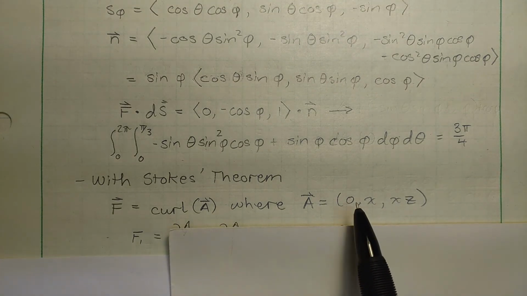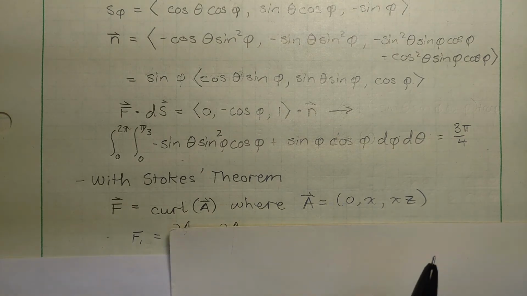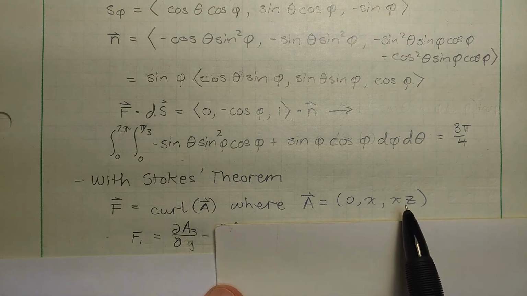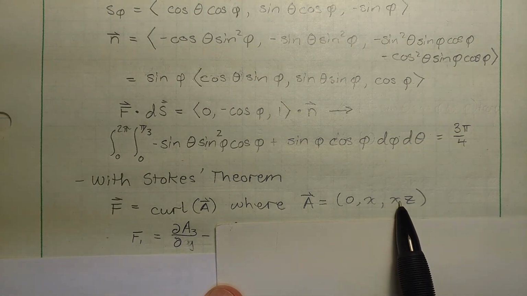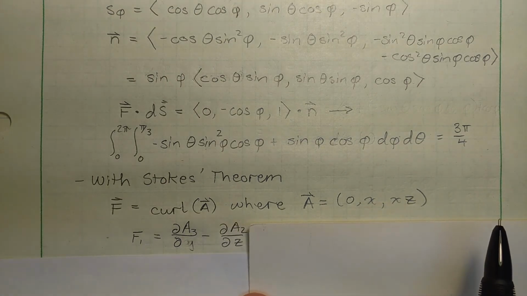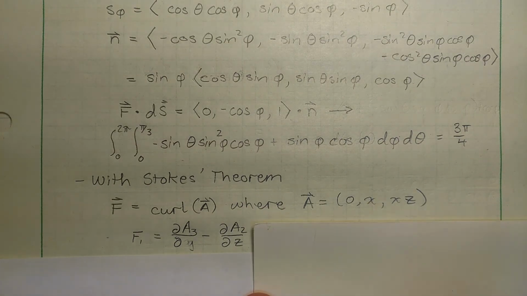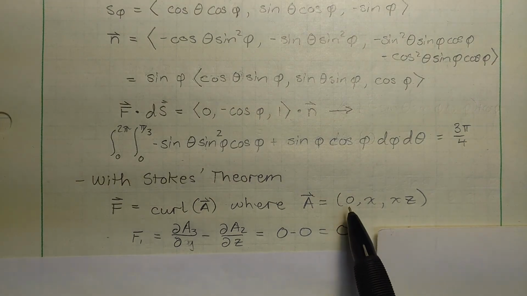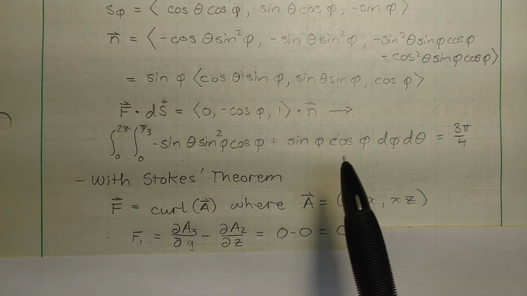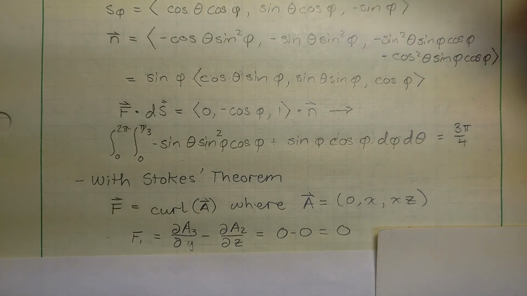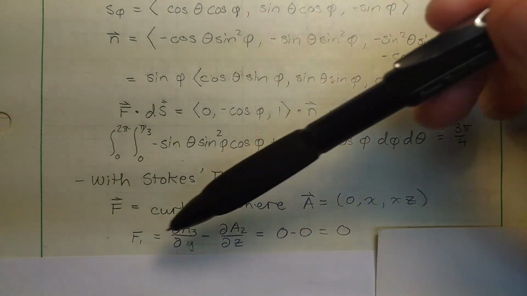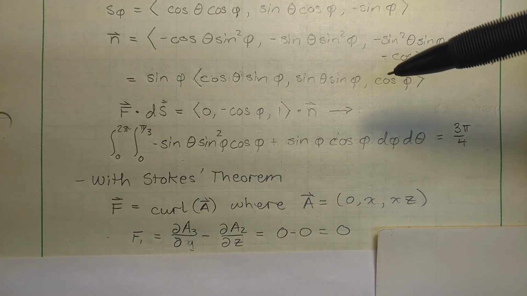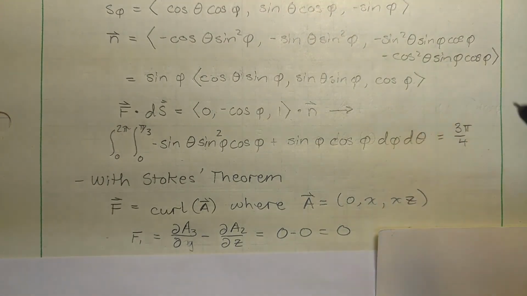So that becomes the derivative of this with respect to y, which is just 0. Did I say that right? 0. And the derivative of this with respect to z, which is also going to be 0. So I get 0 minus 0, which is my x component of my vector. Remember, this is what my F is, so it needs to be 0 here. This one right here is what we're looking at.